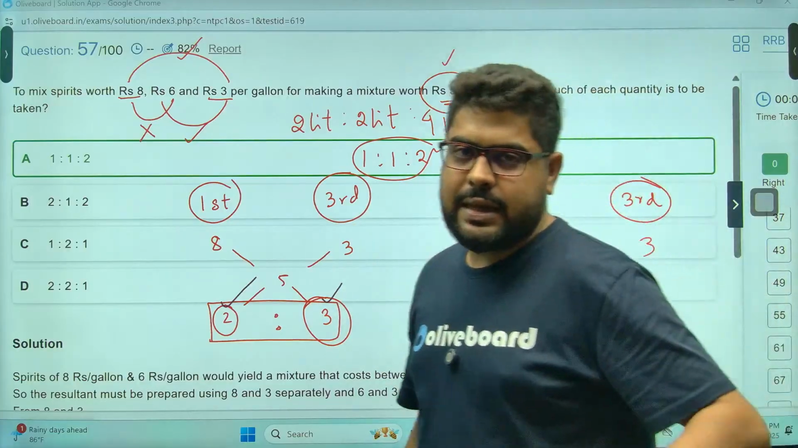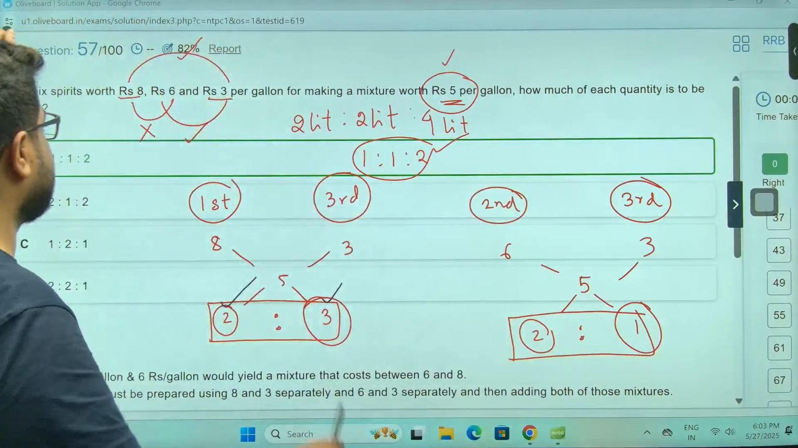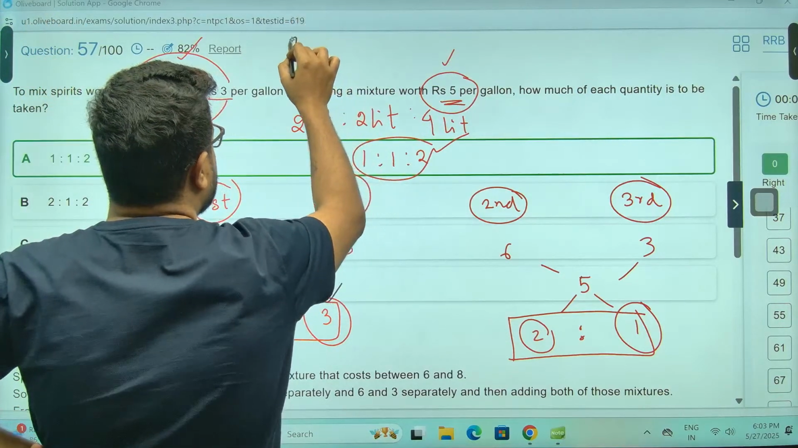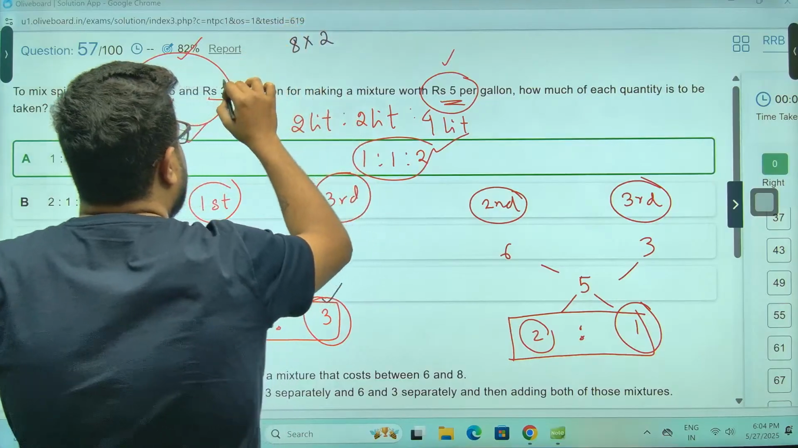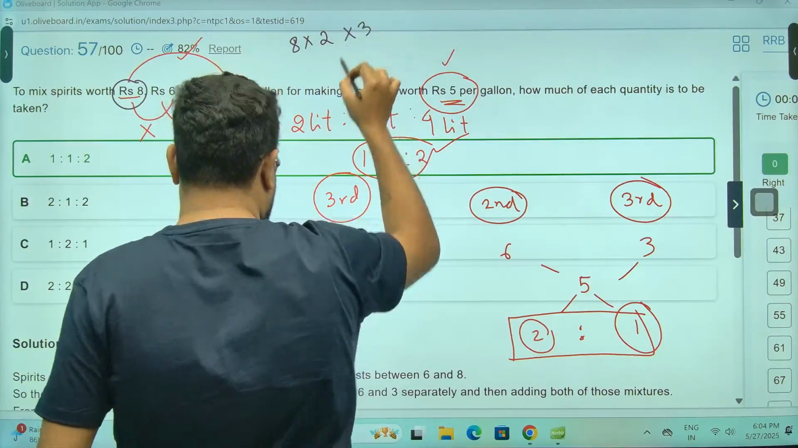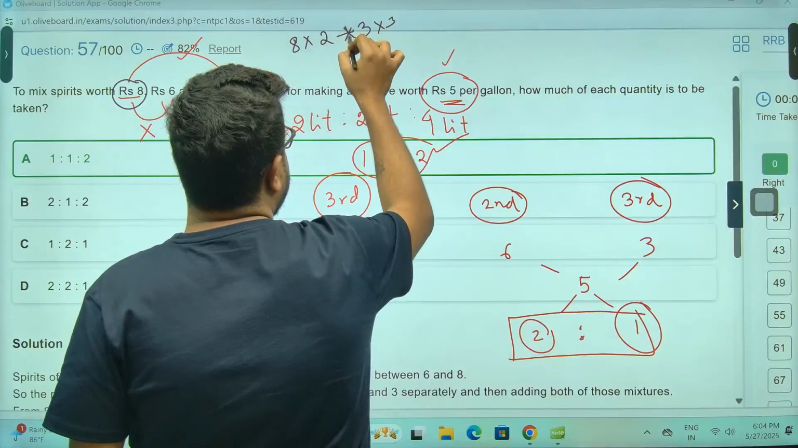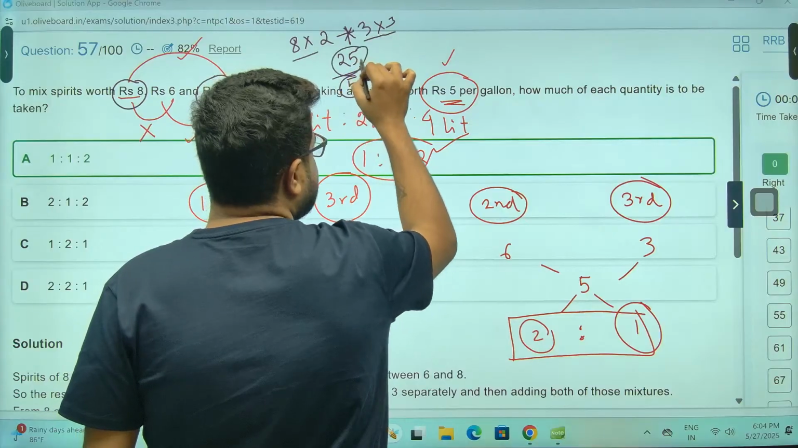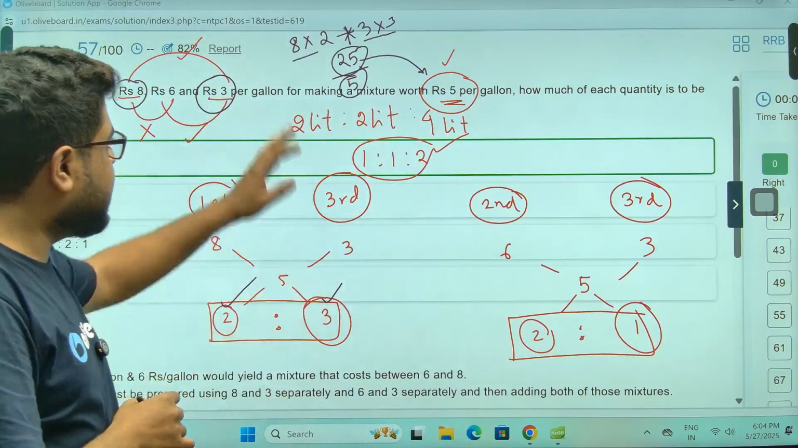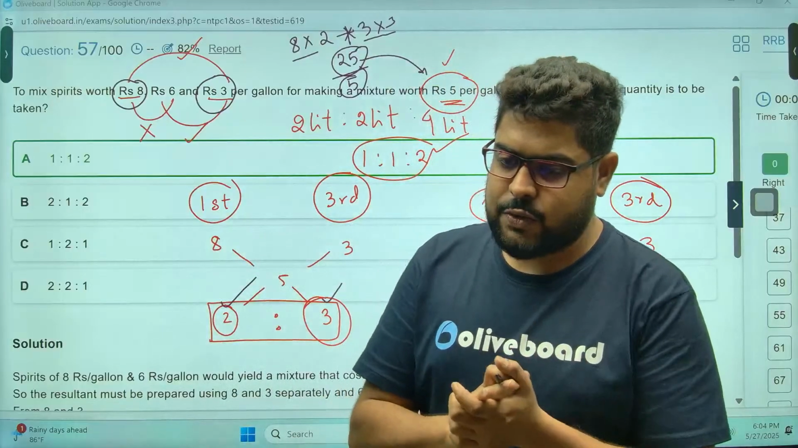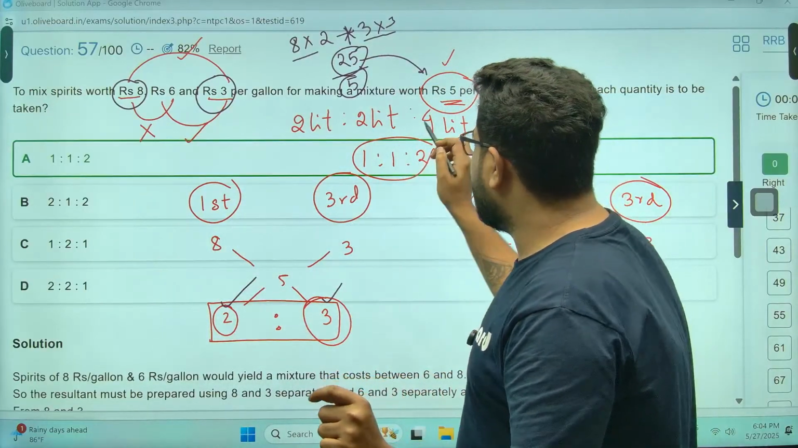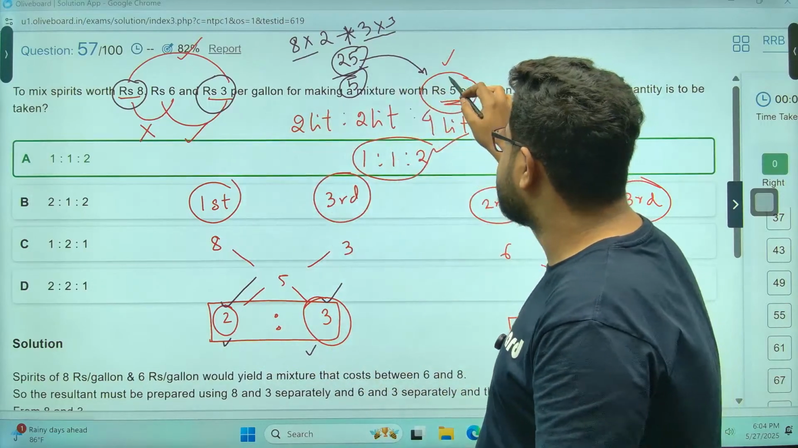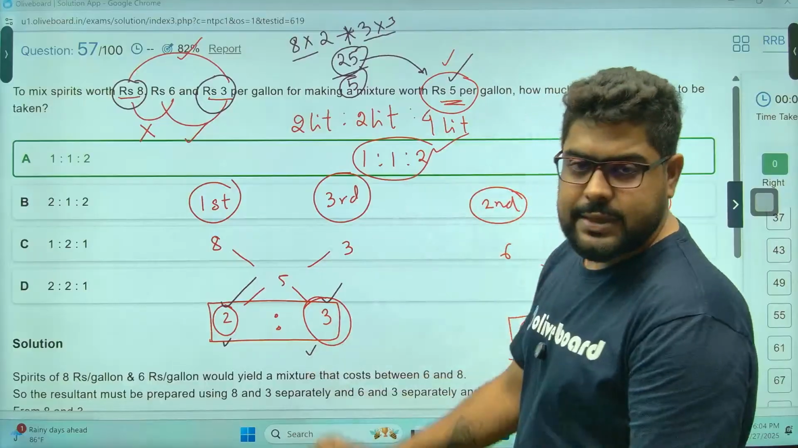Now, if I do that, take the weighted average. I'm calculating the price. So 8 into 2, and this is 3, so 3 liters, 3 into 3, it is plus. So 16 and 9, that is 25, by 5, I got 5. Rupees 5. So now 8 and 3, if I take this in this ratio 2:3, the final mixture is 5 rupees per gallon, right?